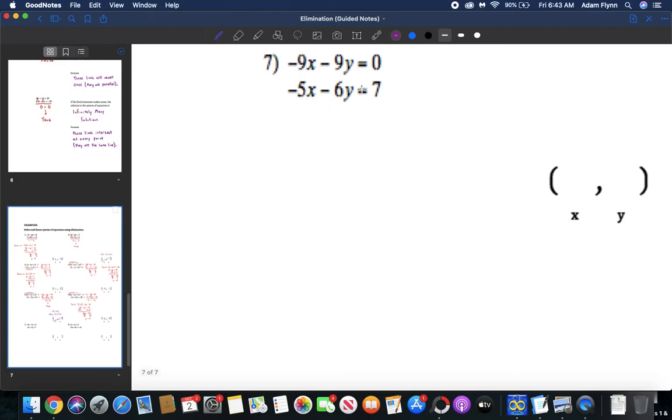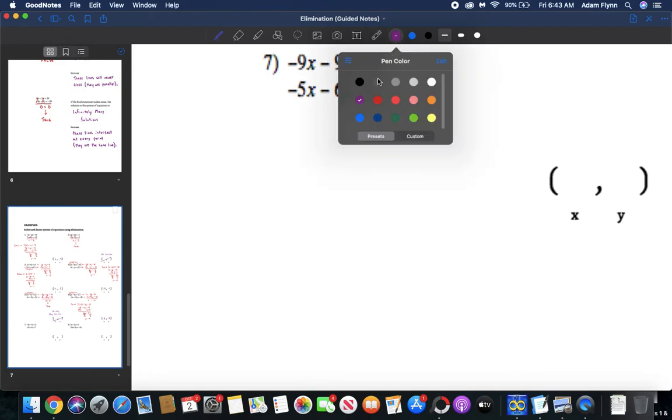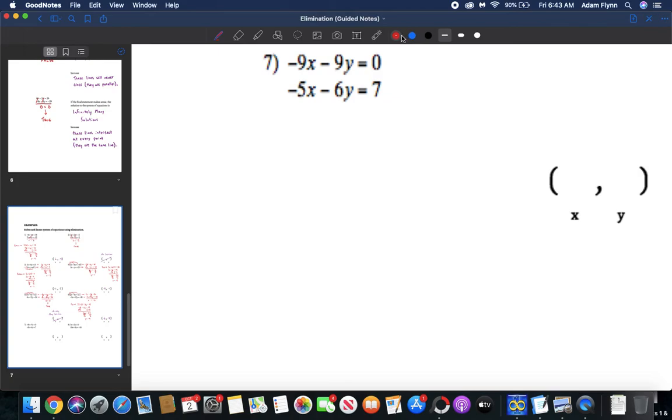Okay, so let's take a look at number 7. Taking a look at our x, we've got a negative 9 as our coefficient and a negative 5. Those aren't going to eliminate. And for our y's, we've got negative 9 and negative 6. Those are also not going to eliminate. And even a little bit more difficult for us, 5 doesn't go into 9, which means we would have to scale both of these equations. Similar for my y's, 6 doesn't go into 9, so we would have to scale both of these equations, unless we're going to scale by a fraction.